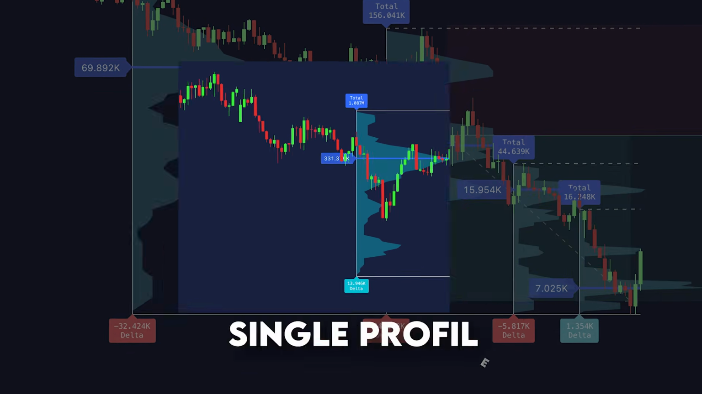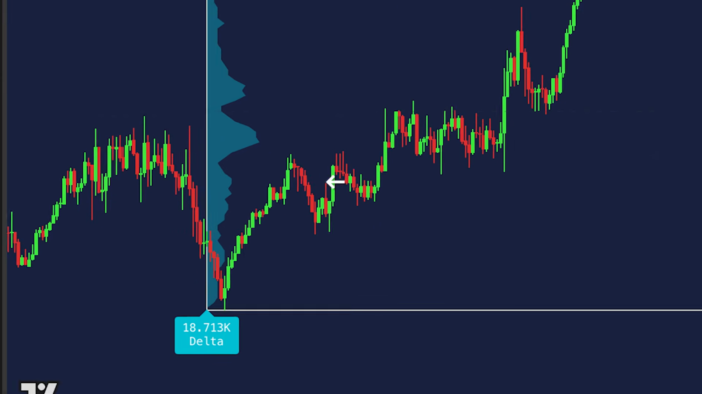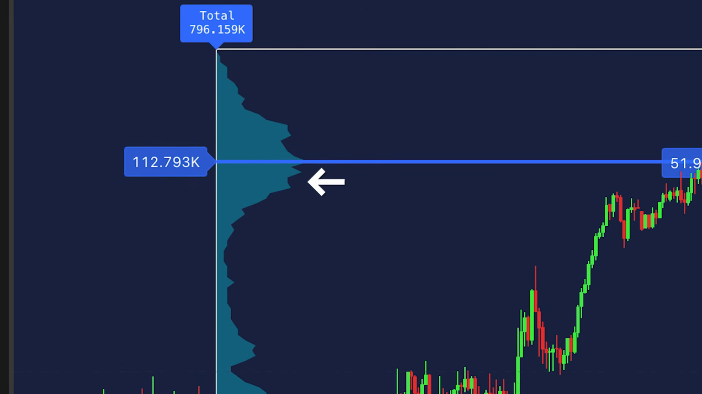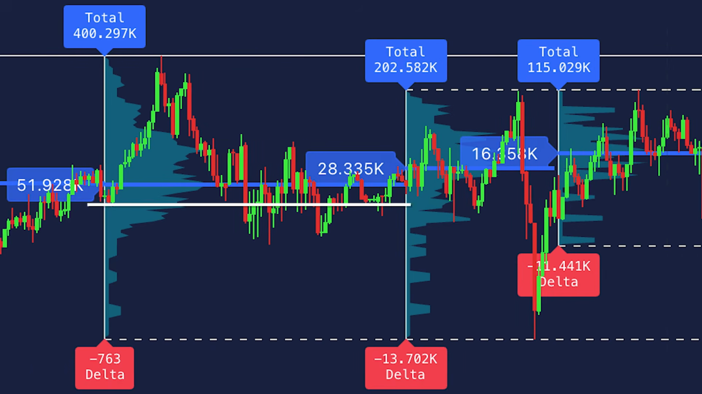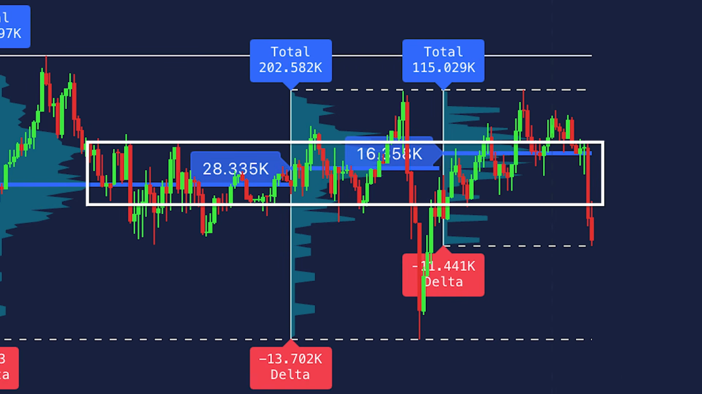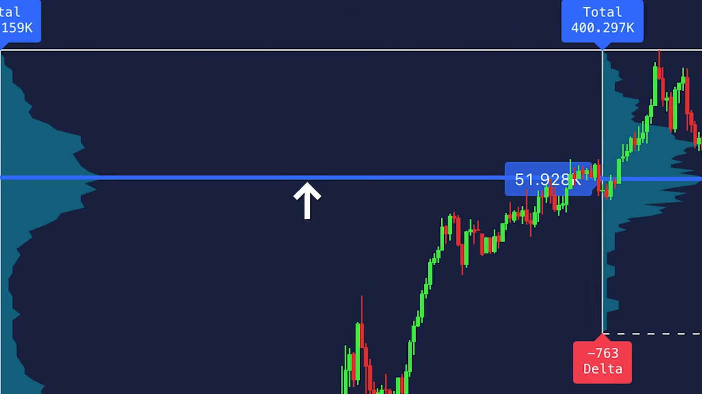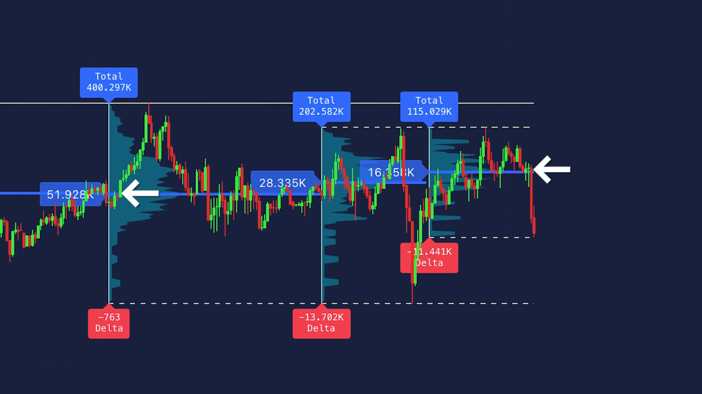Layer 1 is the single profile institutional zones. Start with the full period profile, Profile 1, to identify major institutional accumulation and distribution zones. Look for the thickest volume bars, as these represent price levels where institutions spent the most time building or offloading positions. The POC line from Profile 1 shows you the most accepted price for the entire period, which now becomes a magnetic level for future price action.